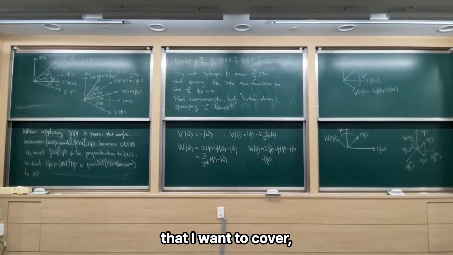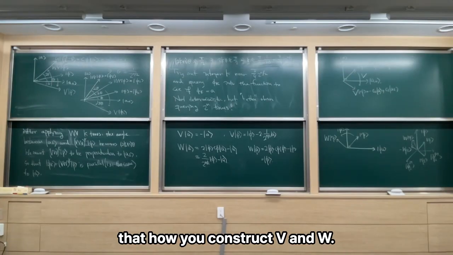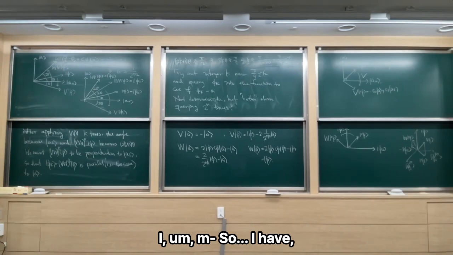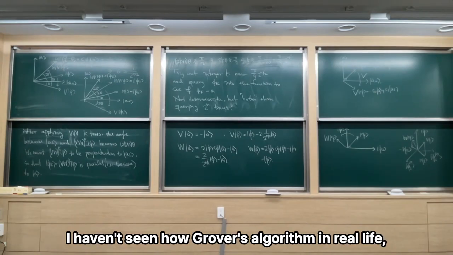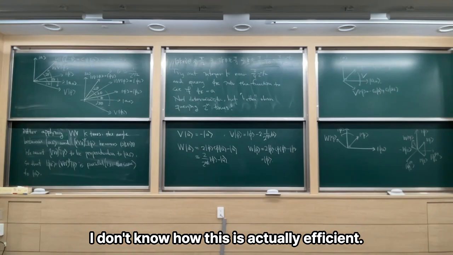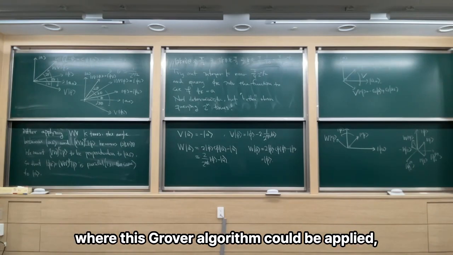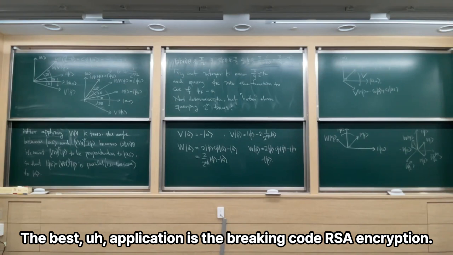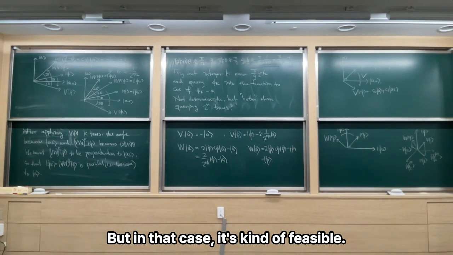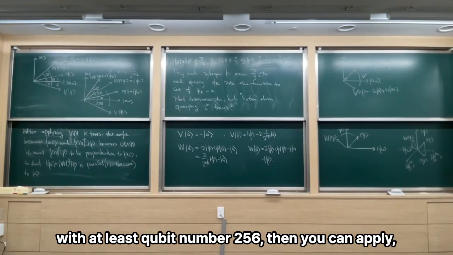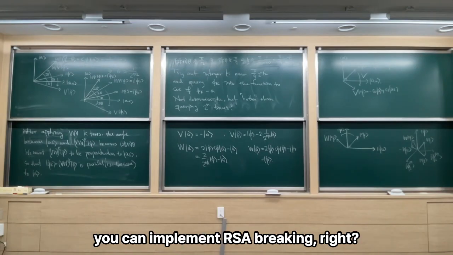There are a few more things that I want to cover, but before I move on, just make sure you understand how you construct V and W. I want to see how you are understanding this, because frankly, I haven't seen how the Grover algorithm, in real life, if there is a quantum computer, could be implemented efficiently. I don't know exactly where this Grover algorithm could be applied. In Shor's algorithm, the best application is breaking RSA encryption, and in that case it's kind of feasible. If it's RSA 256, you could have a quantum computer with at least 256 qubits, and then you can implement RSA breaking, right?